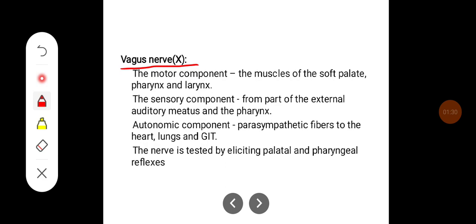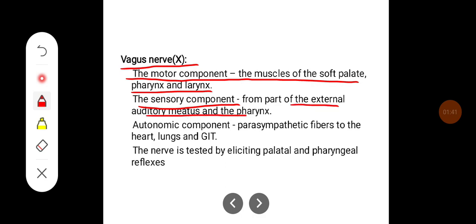Then for the vagus nerve, the motor component includes the muscles of the soft palate, pharynx and larynx, and the sensory component carries general sensation from part of the external auditory meatus and the pharynx. Then the autonomic component is the parasympathetic fibers to the heart, lungs and GIT. The nerve is tested by eliciting the palatal and pharyngeal reflexes.